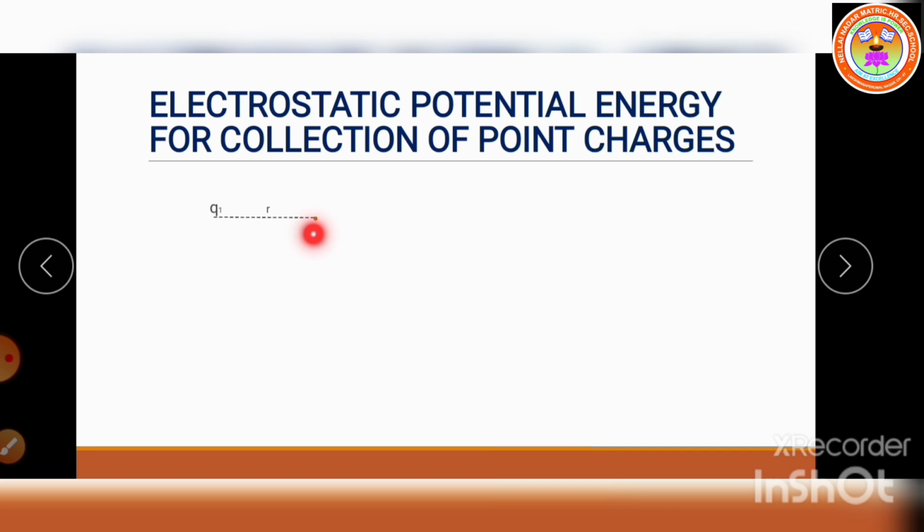So the electric potential at a point at a distance R, we all know the formula V is equal to 1 by 4 pi epsilon naught Q1 by R. This potential V is the work done to bring a unit positive charge from infinity to that point P. Okay, understand? Now listen children. First step, we are calculating the potential at this point.